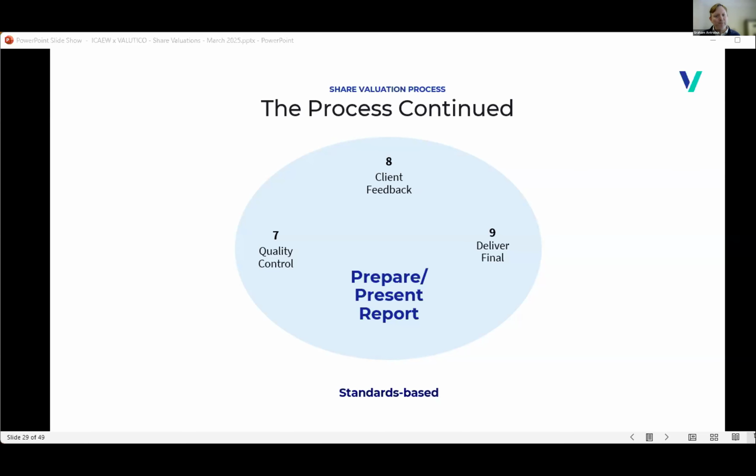So the report is the primary deliverable and has to be well structured. It's got to be clear, and it's got to be supported by detailed analysis. And since it's often the only document the client's going to see, it has to effectively communicate not just the valuation result, but also the reasoning behind it. So this is all the backdrop to, well, what does the report look like?